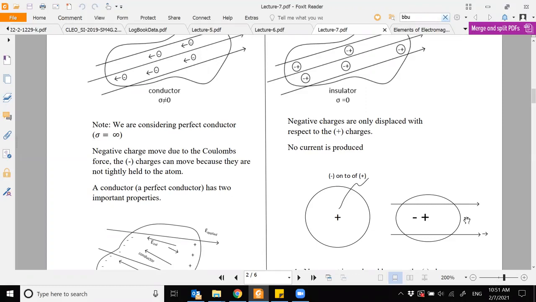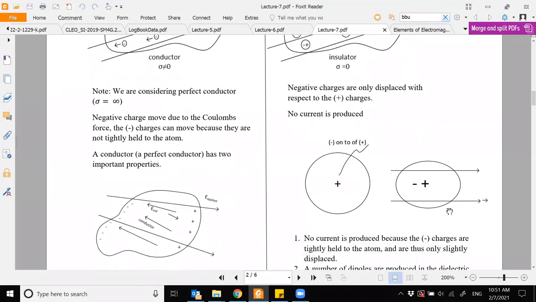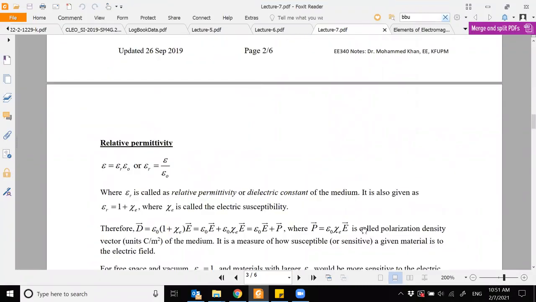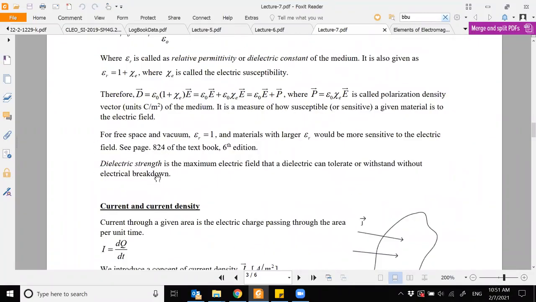And what is that electric field value at which this breakdown happens? That is called the dielectric strength. This is the maximum electric field that you can apply to a material. If you increase a little bit more than this value, then your dielectric material will break down. That means it will no longer be a dielectric, it will be a conductor.